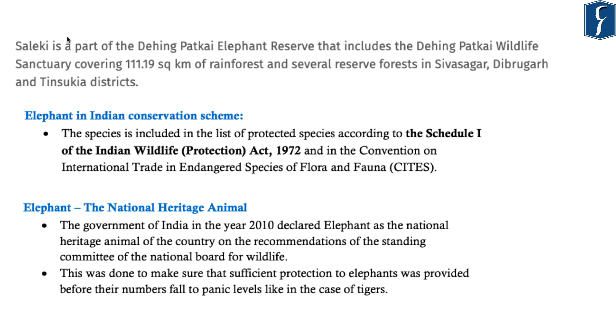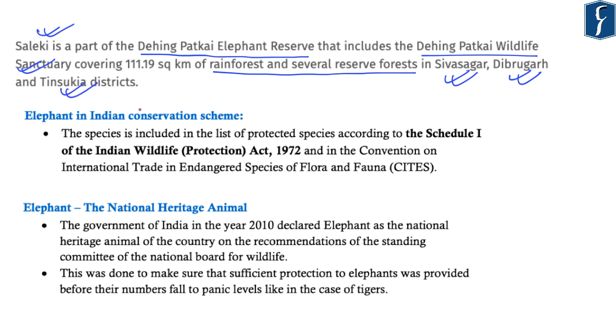Now the Standing Committee for National Board for Wildlife has approved a land of Saliki Reserve Forest, and this Saliki Reserve Forest is a part of Dehing Patkai Elephant Reserve, and this also includes the Dehing Patkai Wildlife Sanctuary. And this wildlife sanctuary covers areas of rainforest and several reserve forests in Shivsagar, Dibrugarh as well as Tinsukia districts of Assam. Now in this regard, you should also know about Elephant in India Conservation Scheme.